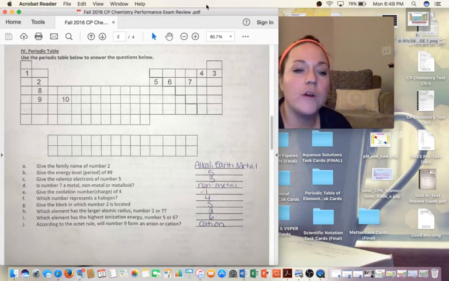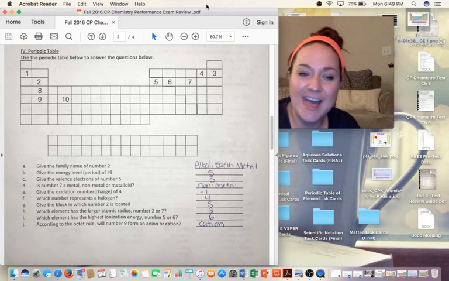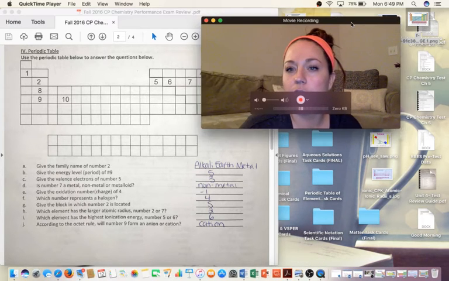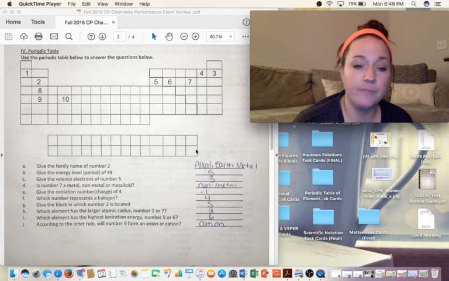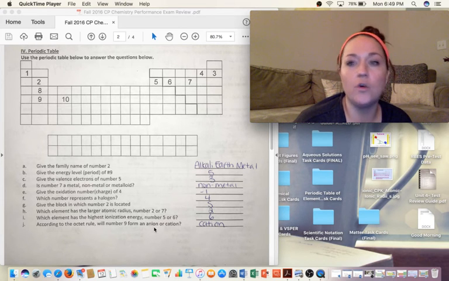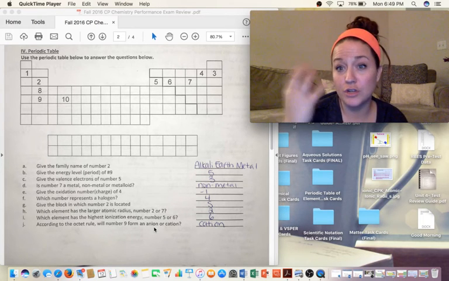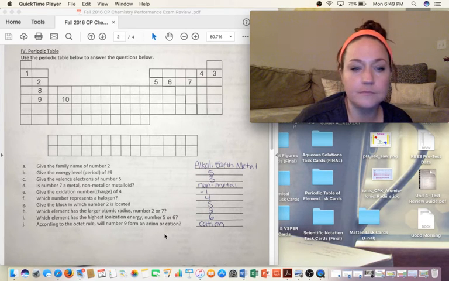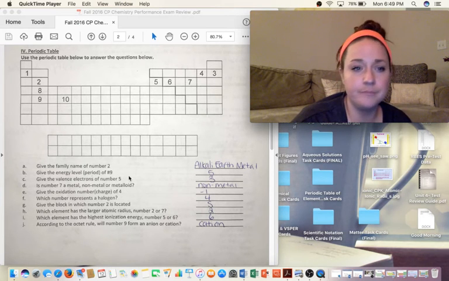All right, so according to the octet rule, will number 9 form an anion or a cation? Super simple. Cations are going to be your metals. They hold a positive charge; they gave up the electron. Anions are going to be negative charge. They're your nonmetals, and they took in that beautiful electron. So number 9 is here, so it's going to be a cation. All right.